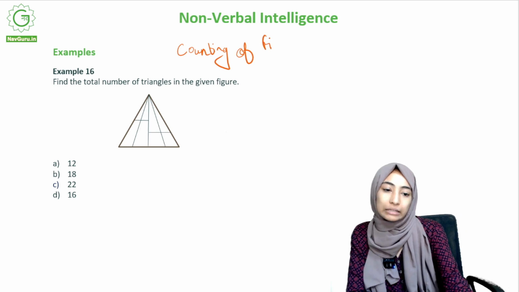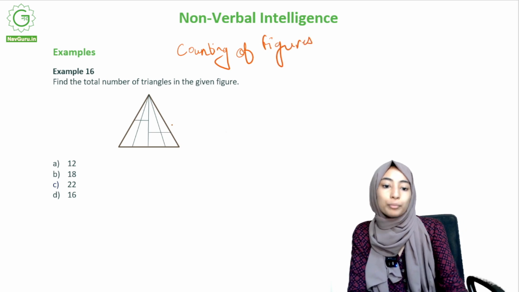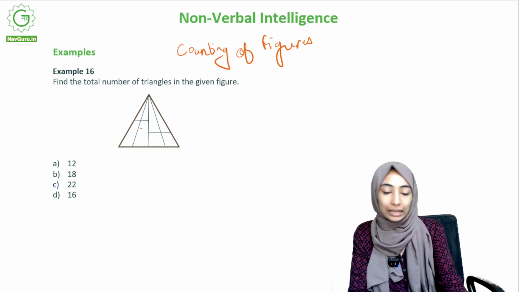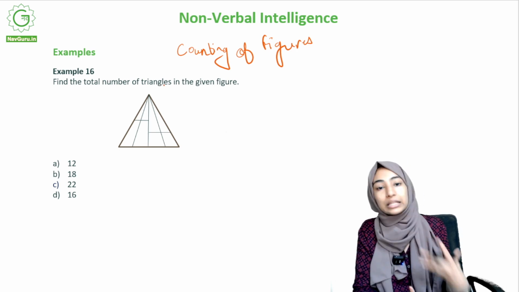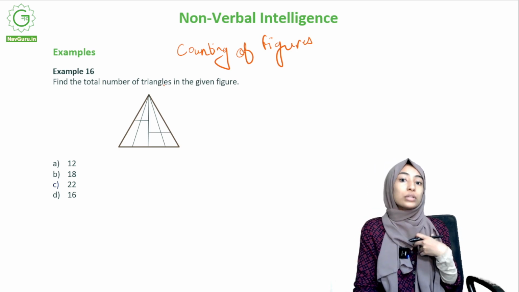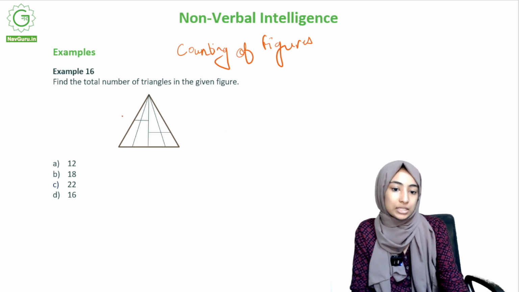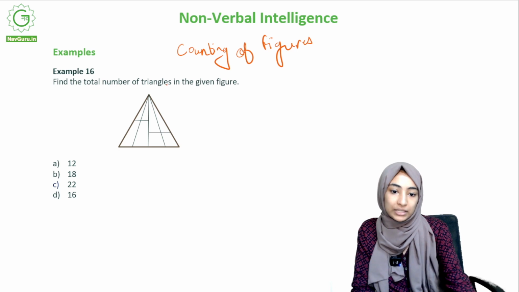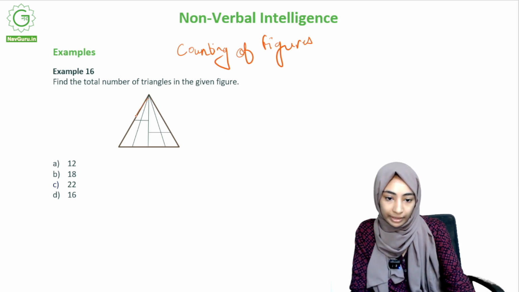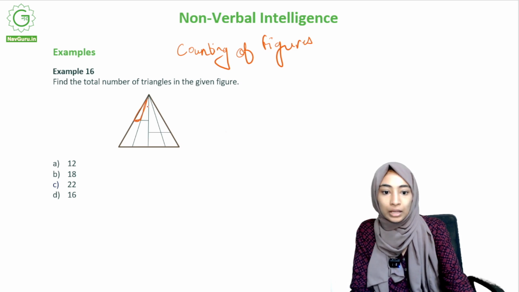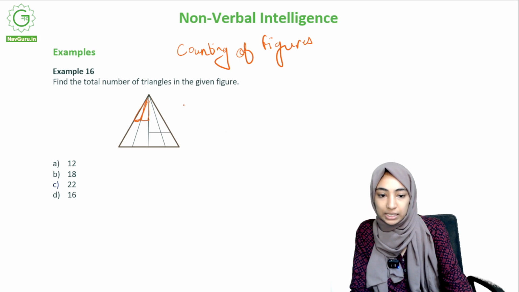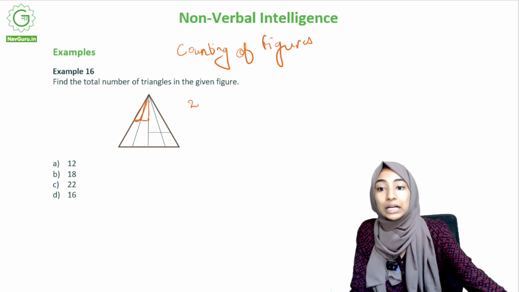Now, this is a very famous type of question where you have a triangle and within the triangle you have many other triangles and you're asked to find the total number of triangles in the figure. So the thing with these questions is that, see, I'll give you an example. Here you have one triangle. Okay, this is one triangle. You see the small triangle. And then you see this small triangle. That's two triangles, right? Now you have yet another triangle.